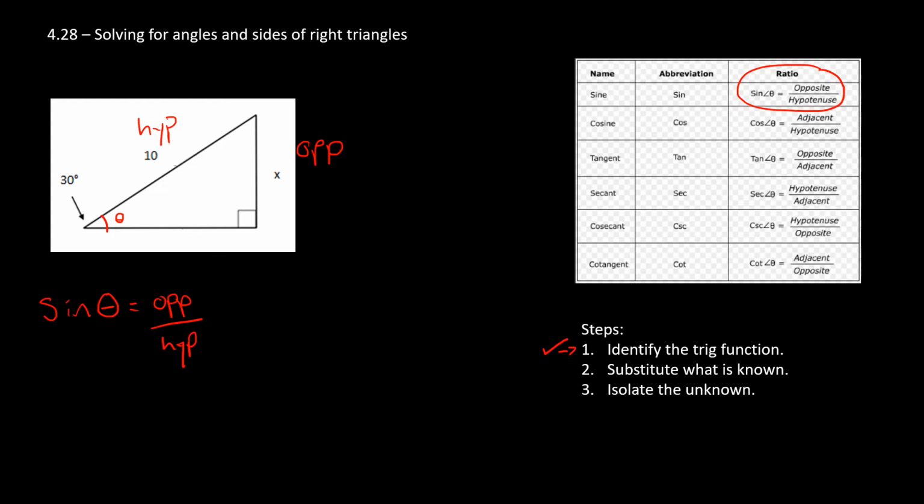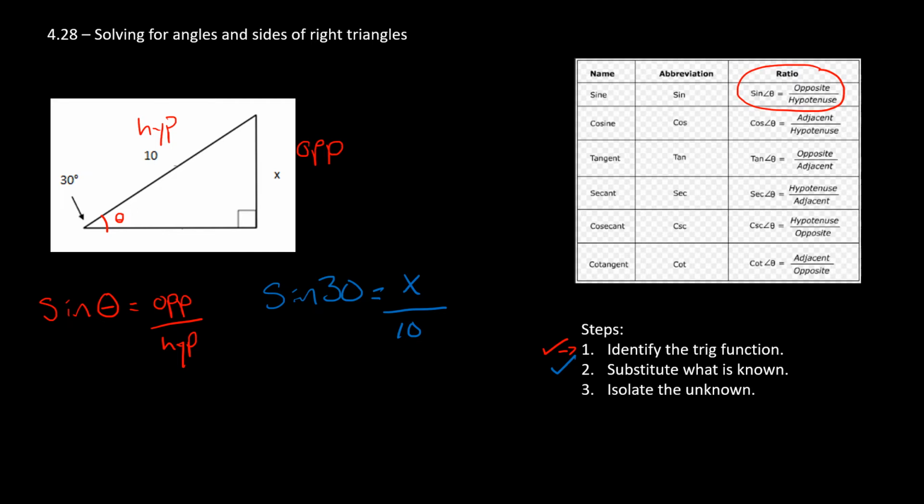Okay, so we identified the trig function. Let's start substituting in what we know here. We can say sine, well, what is theta? We know that theta is 30 degrees, equals my opposite x over my hypotenuse being 10. So all we did was substitute our theta in, which is 30, x is our opposite, and 10 was our hypotenuse. So we are done with that step.